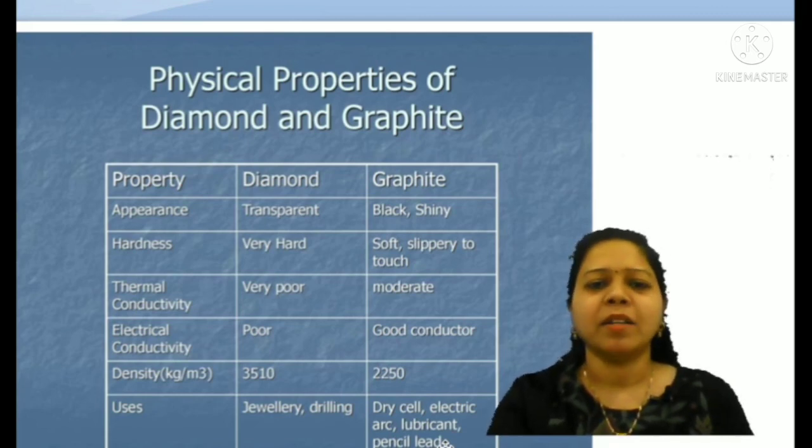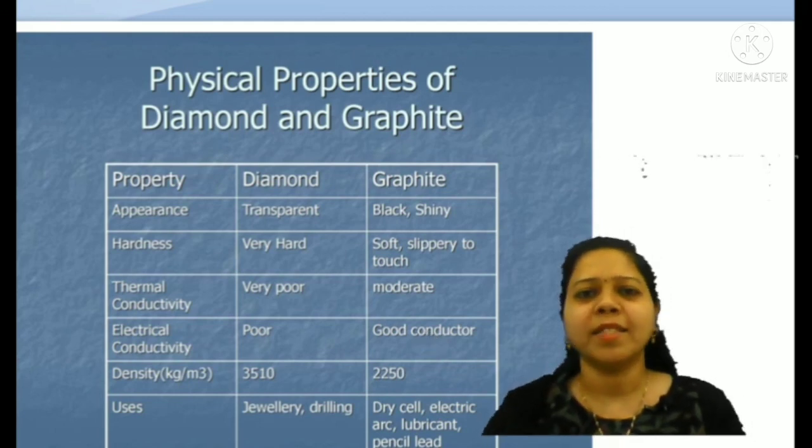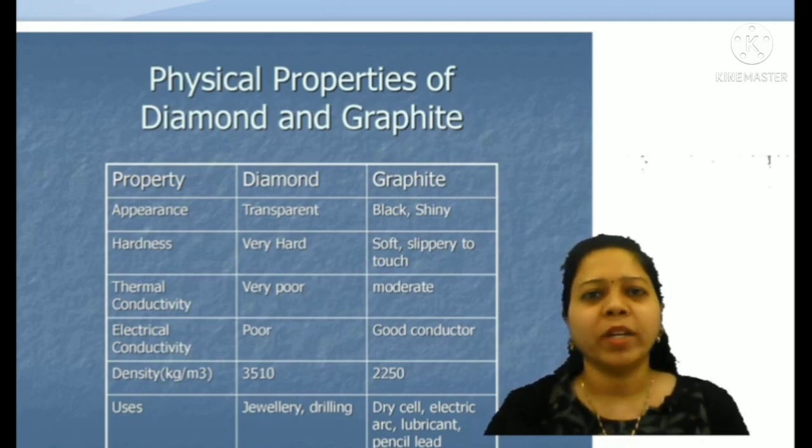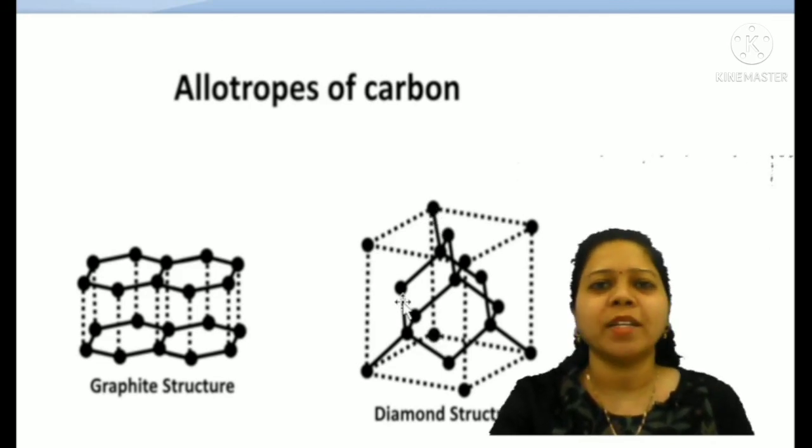Now why is diamond a poor conductor of electricity and graphite a good conductor of electricity? Now we know that to conduct electricity we require free electrons to carry that electricity. But in diamond there is no free electron because each carbon is connected to other 4 carbon atoms. That's why it is a poor conductor of electricity.